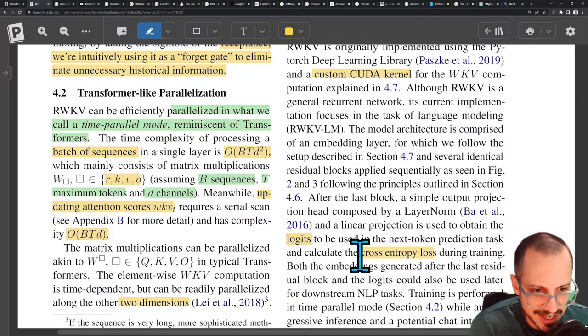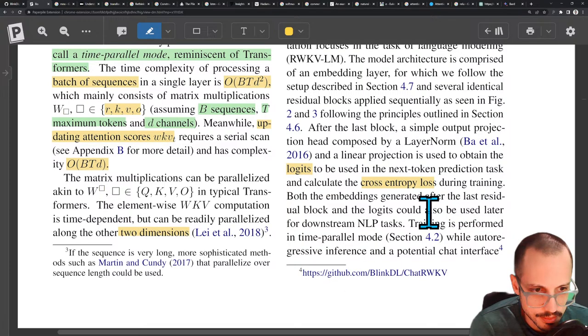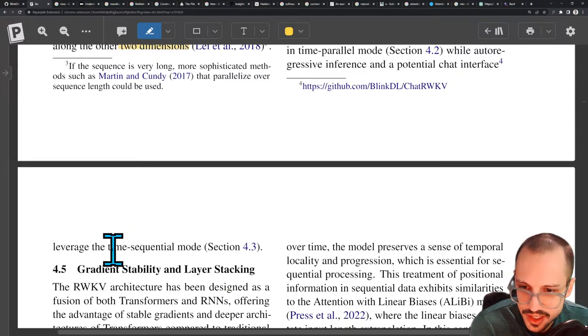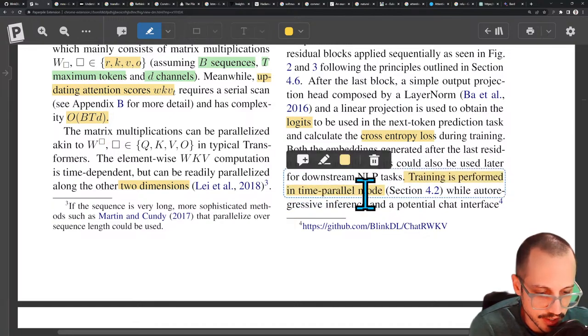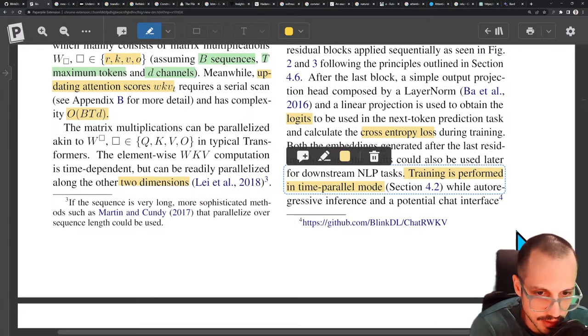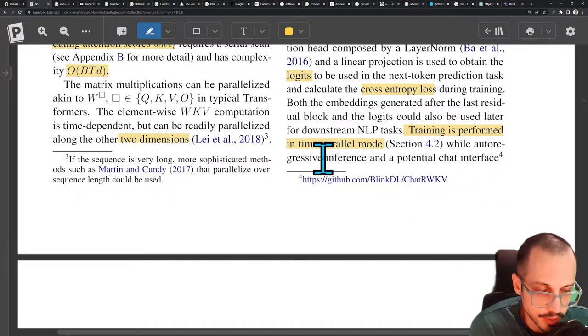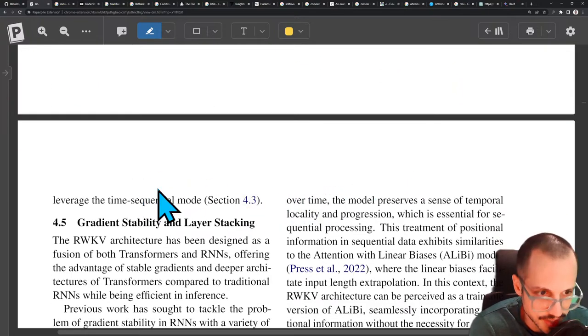Both the embeddings generated after the last residual block and the logits could also be used later for downstream NLP tasks. Training is performed in time parallel mode, while autoregressive inference and potential chat interface leverages time sequential mode. Yeah, so the big benefit here is that this is a RNN model that you can train in time parallel, or that you can train in parallel. But then once you're doing inference, you're going to have to do it one time step at a time, aka sequentially, aka serially.